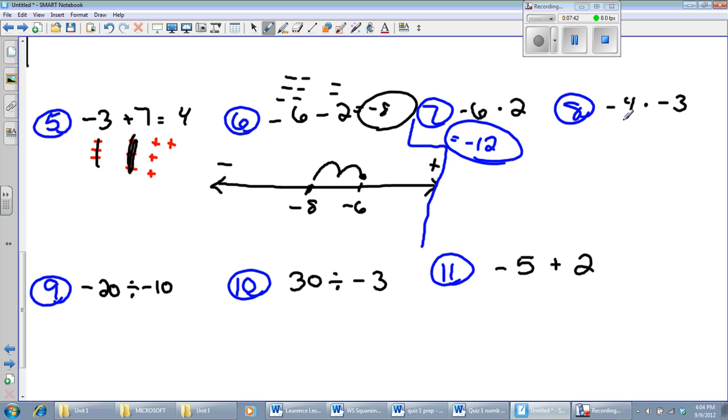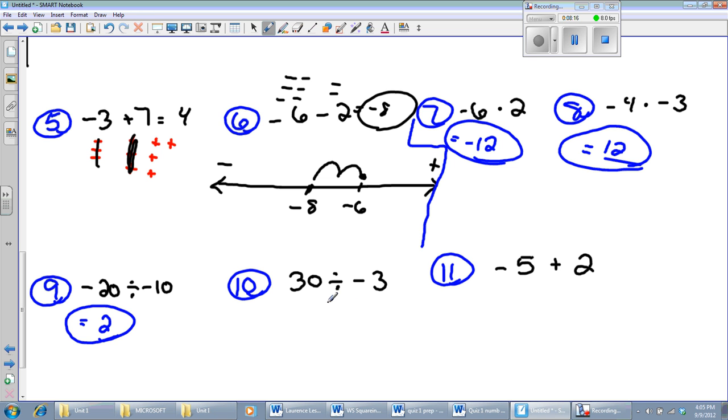All right, number 8, same type of problem as number 7. -4 times -3, I said negative twice, that's an even number. It's going to be a positive answer. 4 times 3, 12. Bam! Too easy. All right. Number 9, division works the same way as multiplication. -20 divided by -10, it's going to be a positive because I said the word negative twice. 20 divided by 10 is 2.